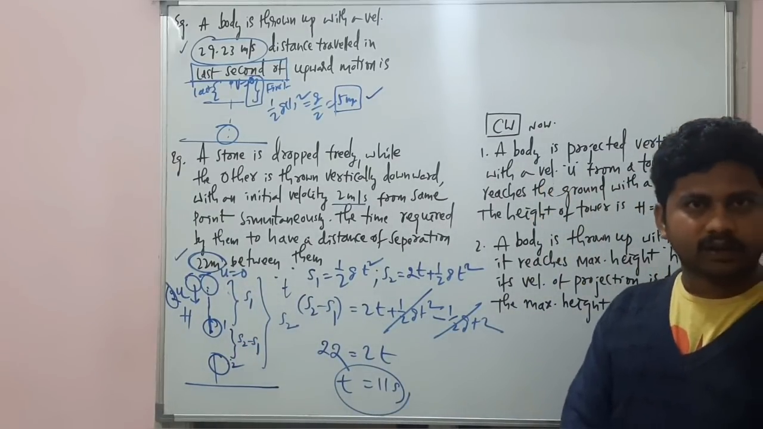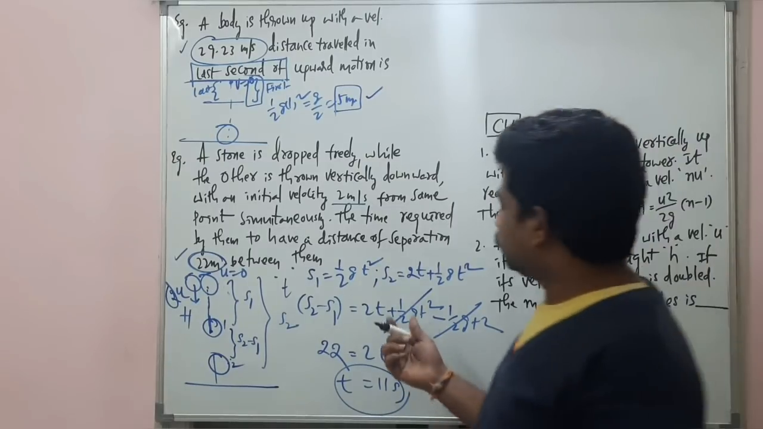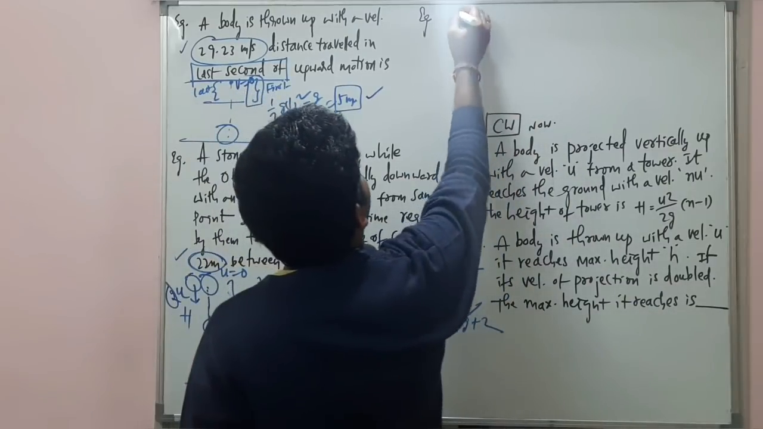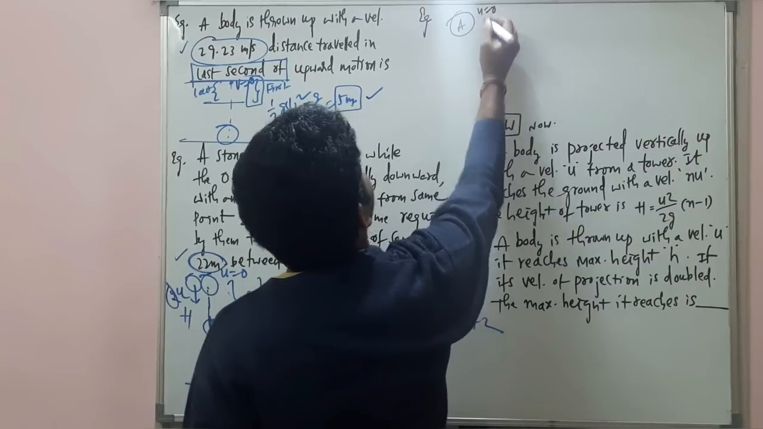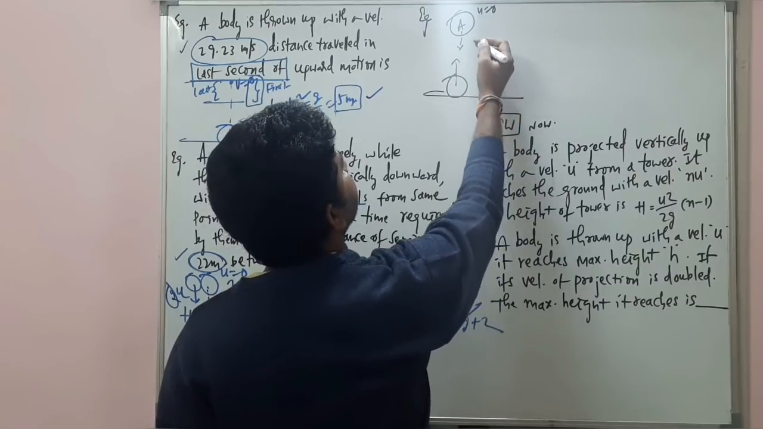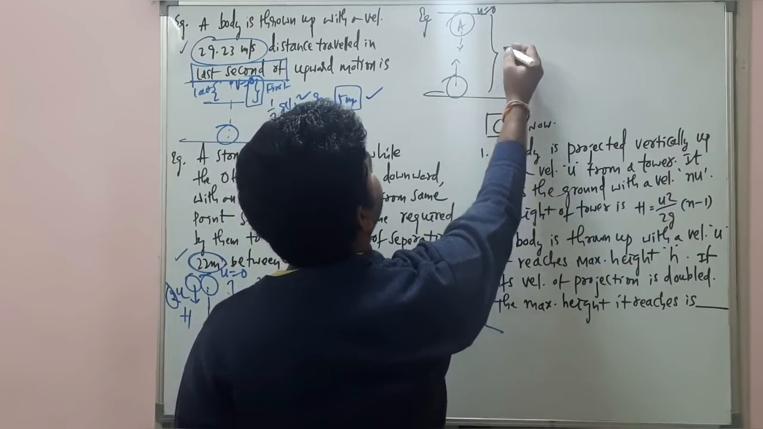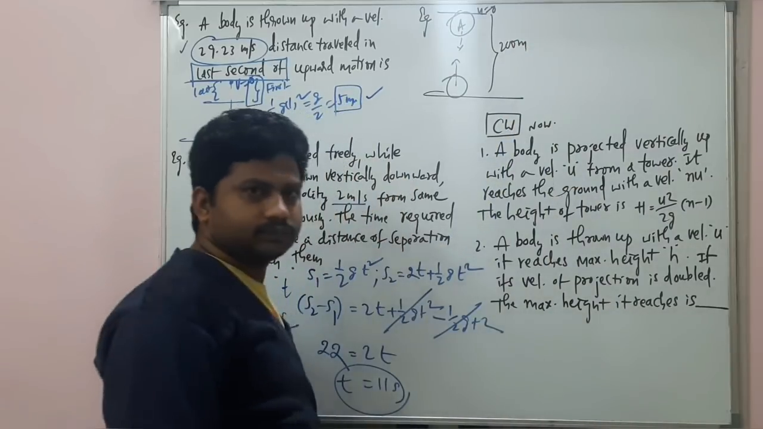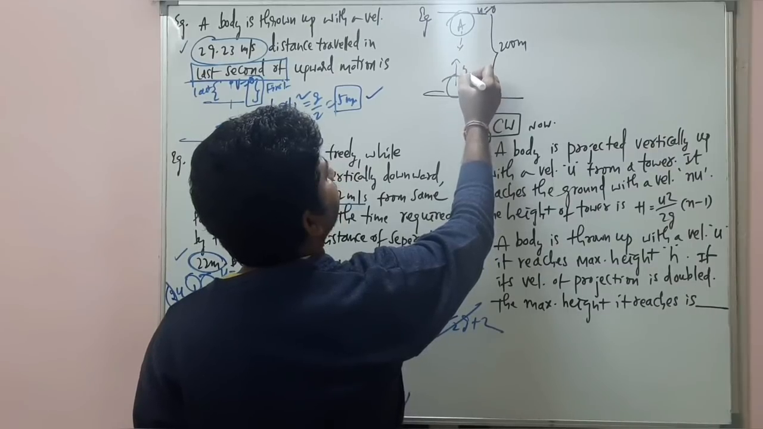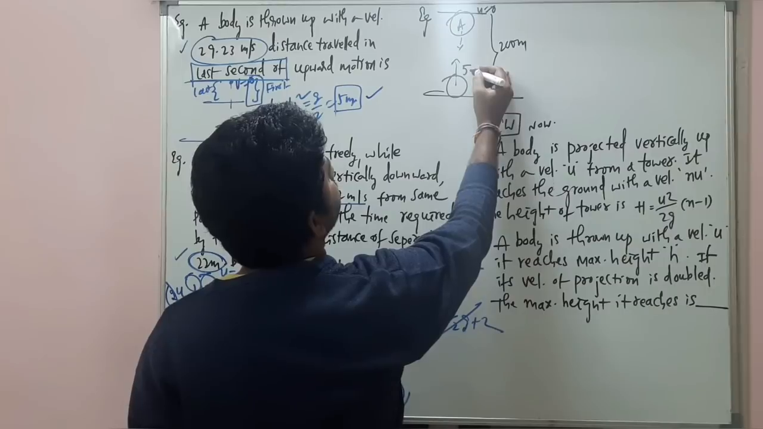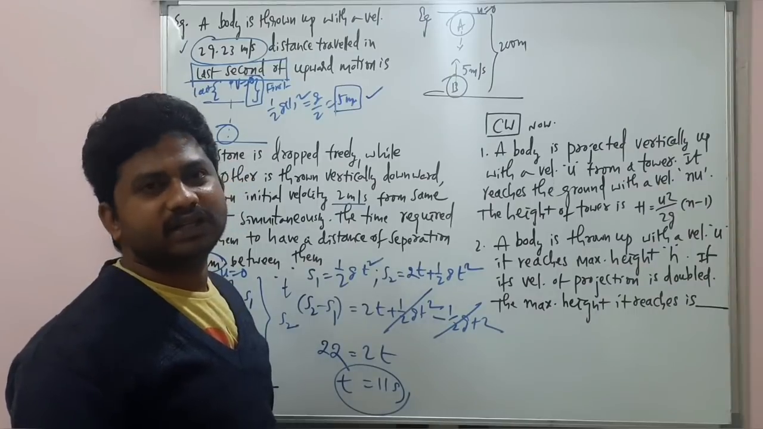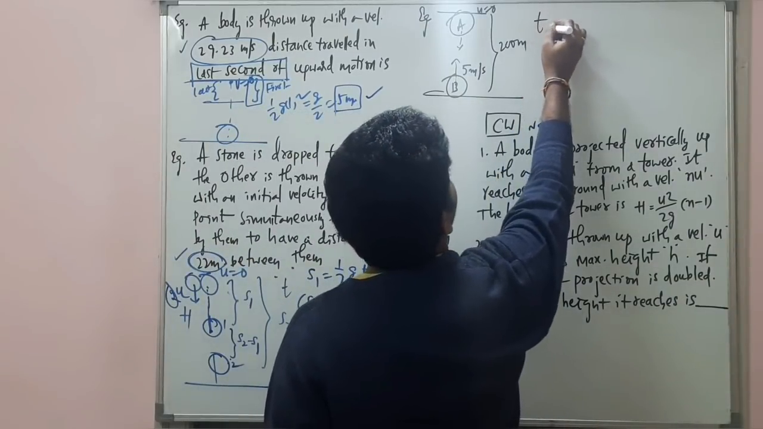Okay. Clear? Now, one more for your better understanding. There is a body A which is dropped here, and from the ground there is another body B which is thrown up with some velocity. Imagine it is dropped from a height of 200 meters, and body B is thrown up at 5 meters per second. The question is, at what time do they meet each other?